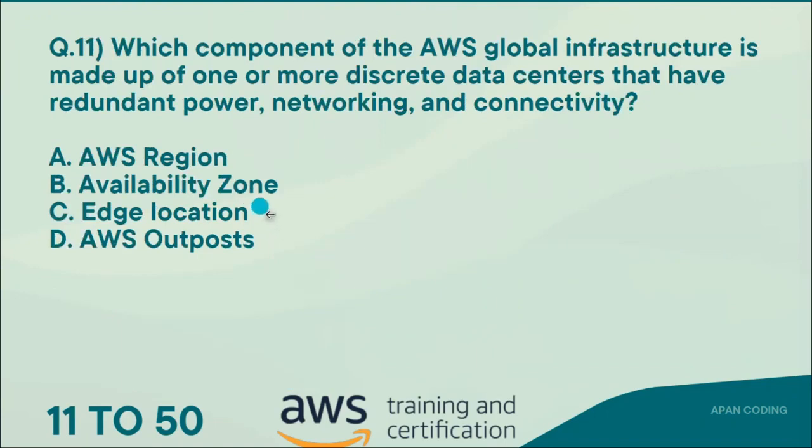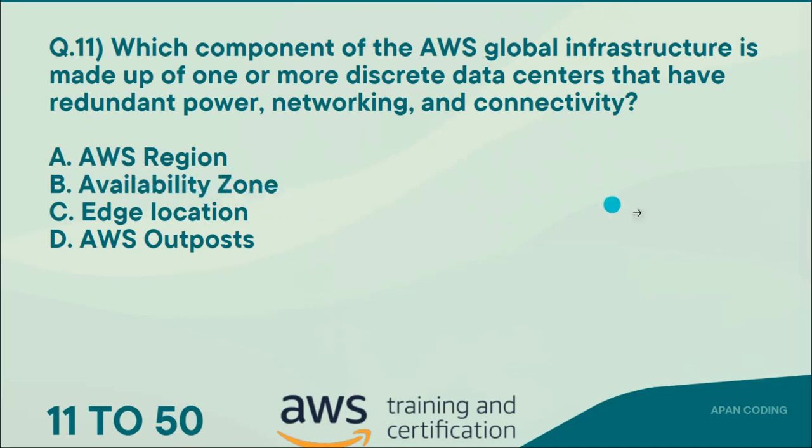Okay, so now let's start. Friends, which component of the AWS global infrastructure is made up of one or more discrete data centers that have redundant power, networking, and connectivity? So friends, what will be the answer? If you know, do comment. Okay, so friends, the answer will be Availability Zone.